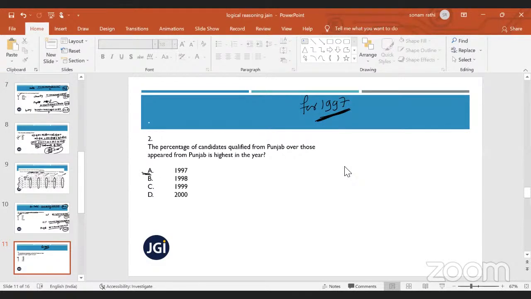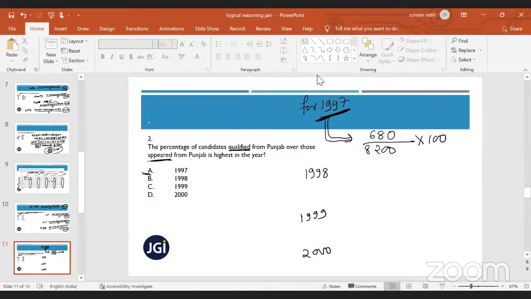How many qualified? 860. Out of how many appeared? 8,200, into 100. So I've done the calculation for 1997. Similarly, you do it for 1998, for 1999, and for 2000. Do the same calculation.